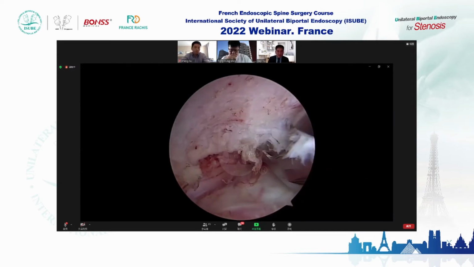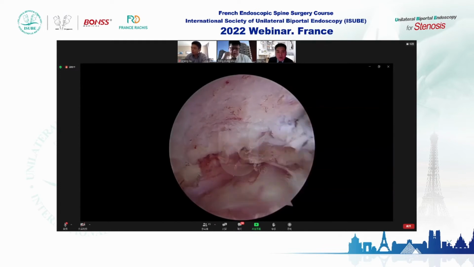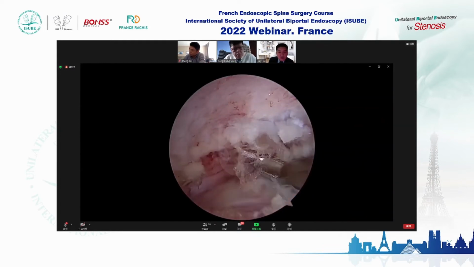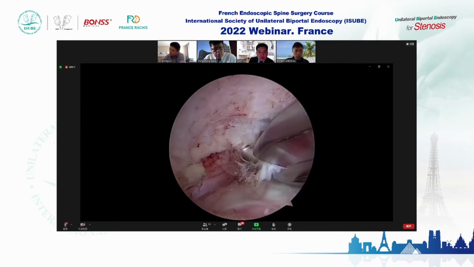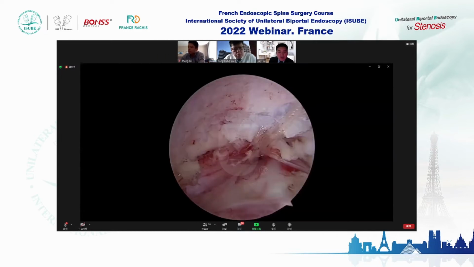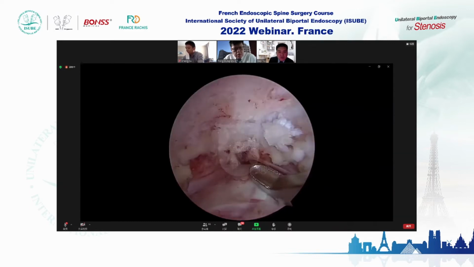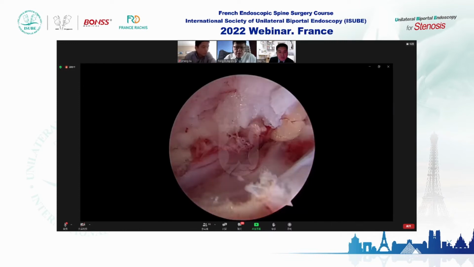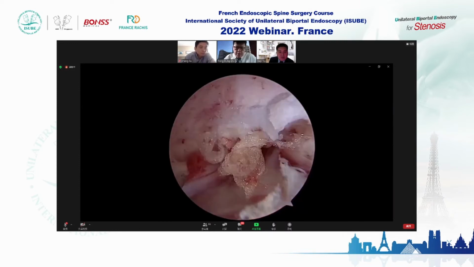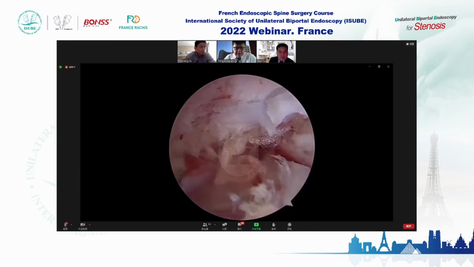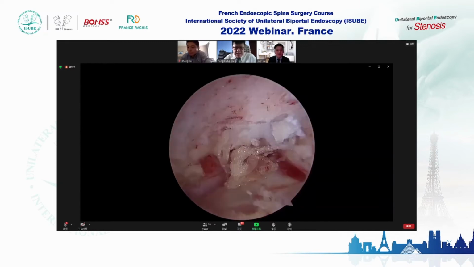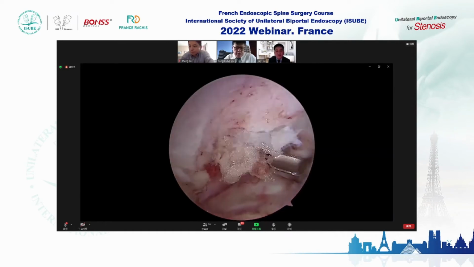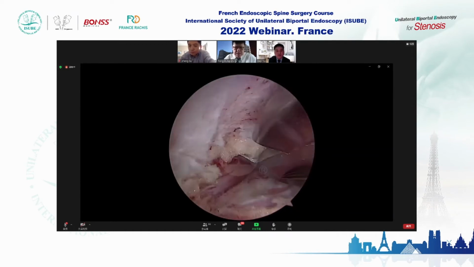So Dr. Wu? Yes. Do you think this approach preserves more facet joint compared to the transforaminal approach, the monoportal? I find that I will use this approach. I do use this approach both using uniportal and biportal. If there is a concurrent lateral recess stenosis, rather than extraforaminal disc, I think this is the best approach.